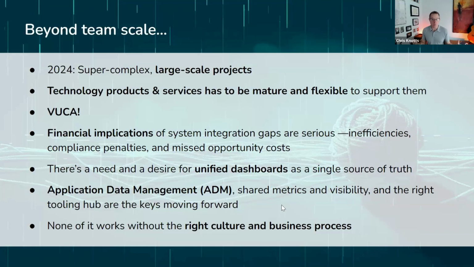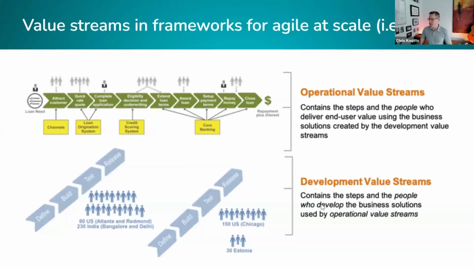So you're not going to do that without the right data environment, and you're not going to do that without the right tooling environment to support data aggregation and then to be able to measure it. Then, of course, even if you do have those tools and processes in place, it doesn't work without the right culture and business process. So culture and human factors are a big consideration, and so is process, as I mentioned.